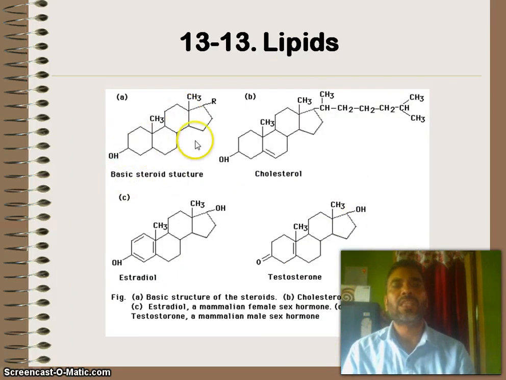Lipids, basic steroid structure. You see 6-member ring, 6-member ring, 6-member ring attached with a 5-member ring. This is the basic structure of steroids. We have examples: cholesterol, estradiol, and testosterone. All contain three 6-member rings and one 5-member ring.